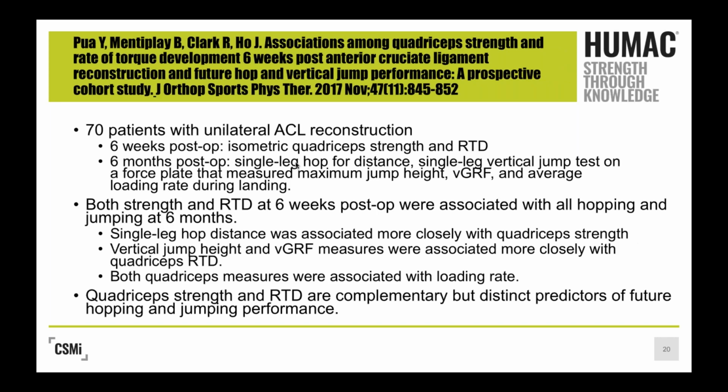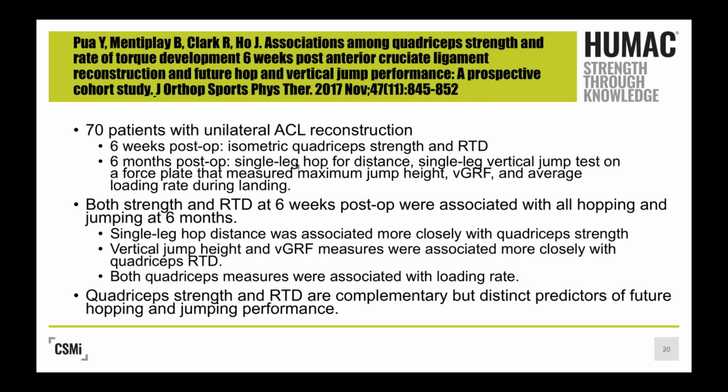This study here was done by Pua et al., and they wanted to evaluate the associations of quad strength and that rate of torque production. So they had 70 subjects with ACL reconstruction, and they did this at 6 weeks post-op. They tested their strength and their rate of force production. And then 6 months later, they tested them functionally for single leg hop for distance, and single leg vertical jump on a force plate that measured their jump height, ground reaction force, and rate of loading. They found that both strength and force production at 6 weeks were associated with hopping and jumping at 6 months. So you can predict how they're going to be based on where they are early on with testing.